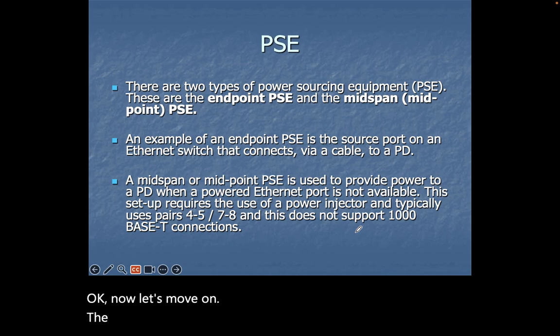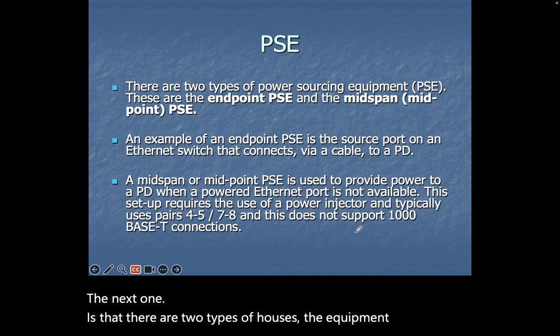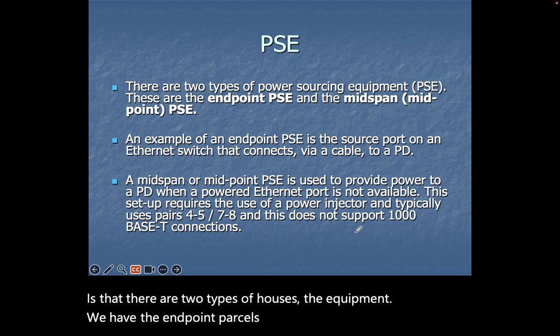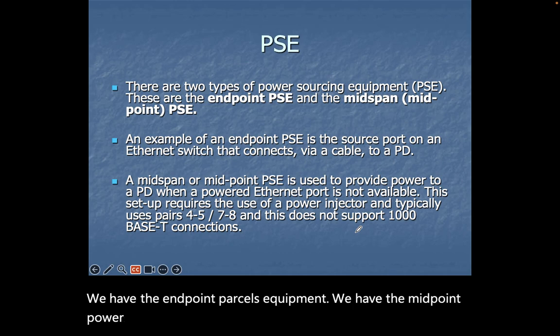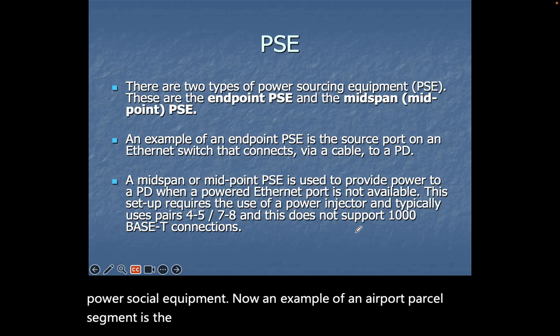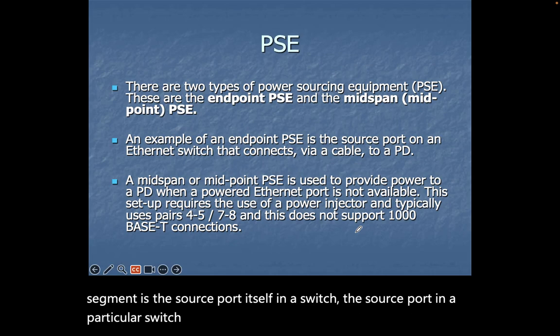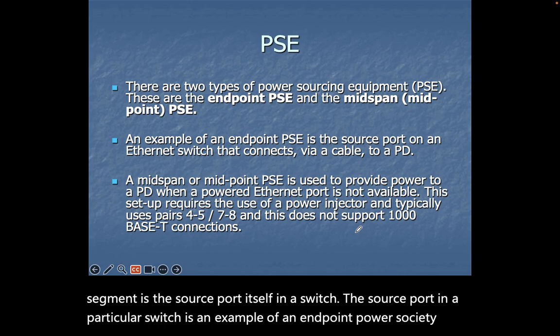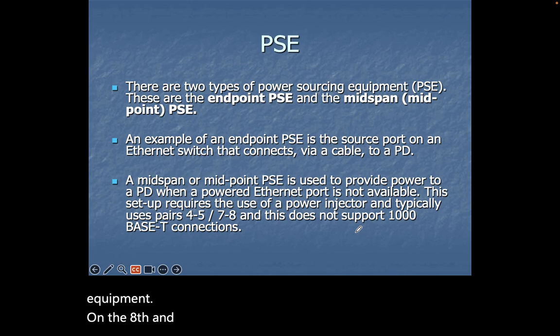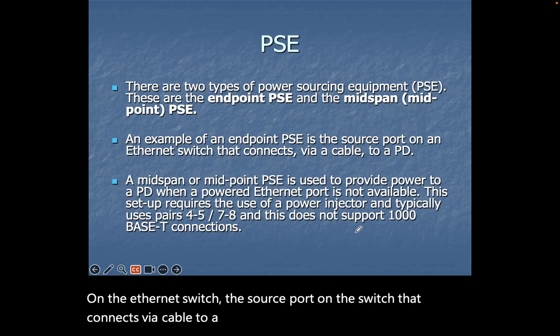The next one is that there are two types of power source equipment. We have the endpoint power source equipment, and we have the midpoint power source equipment. An example of an endpoint power source equipment is the source port itself in a switch, the port on the Ethernet switch that connects via cable to a powered device.